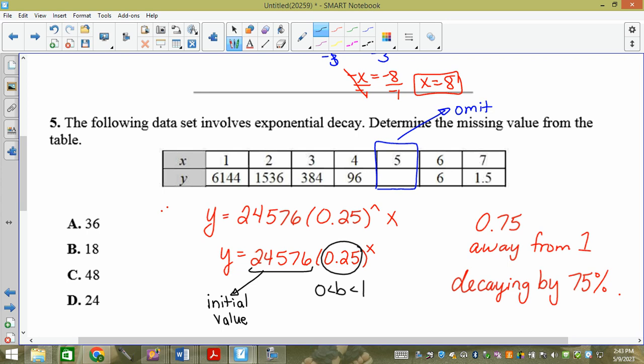Now this one says determine the missing value. So what is it for 5? What did you get? A, B, C, or D? D.